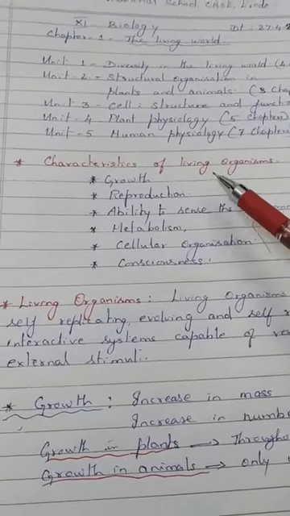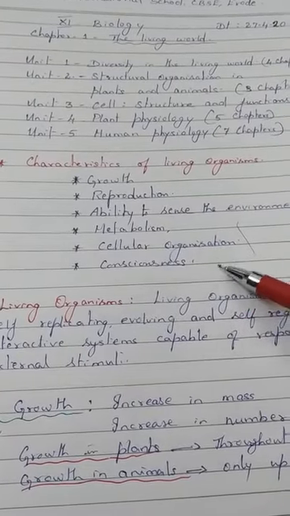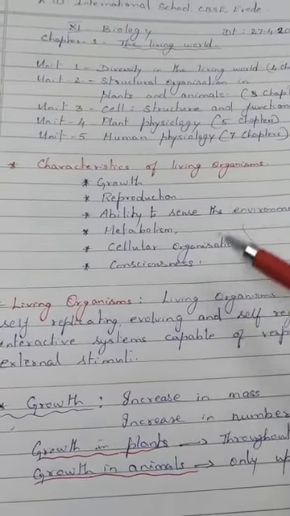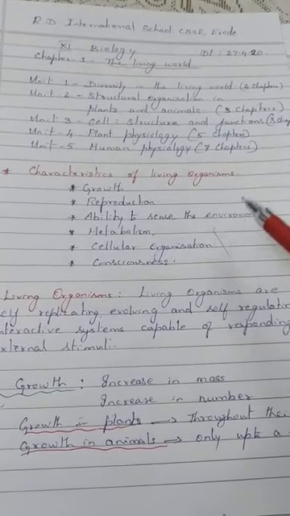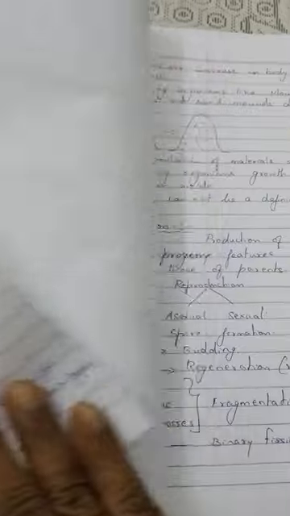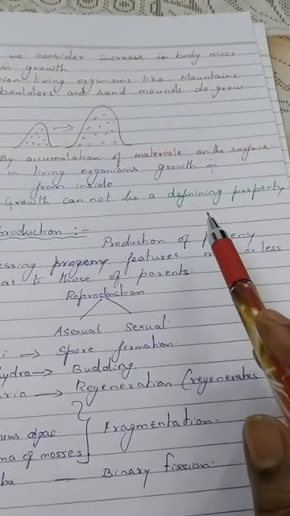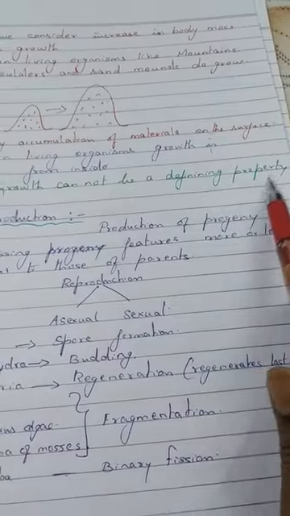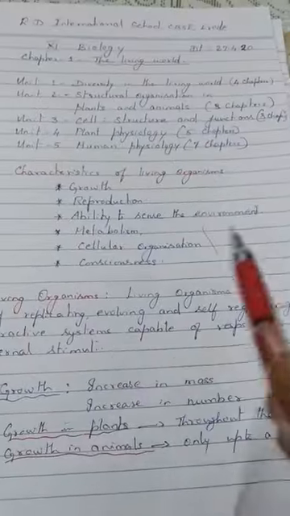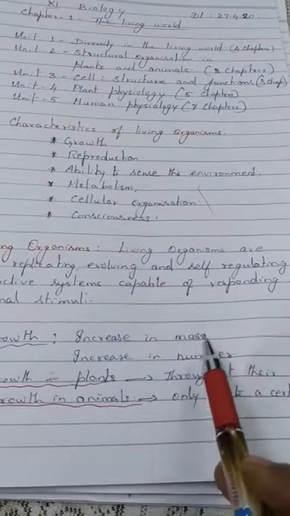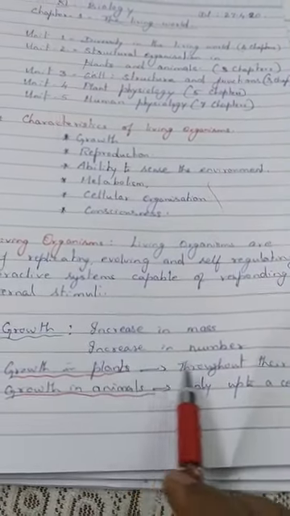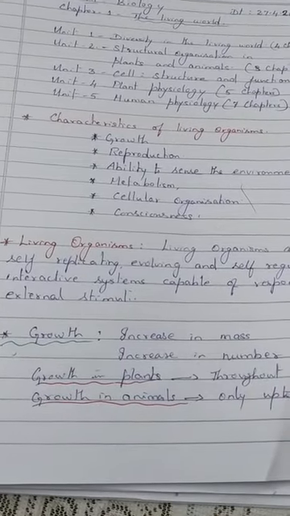We will study all the characteristic features one by one. Among these characters, some are defining properties and some are non-defining properties. What are defining and what are non-defining, we will study. First, we will study growth. What is growth? Growth is increase in mass and also increase in number. Both denote growth.